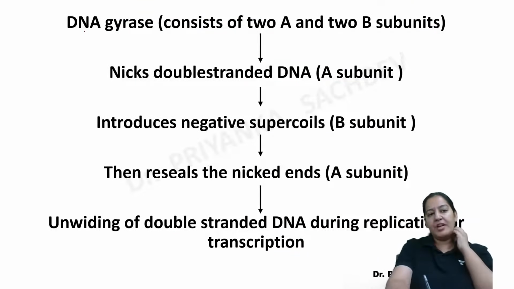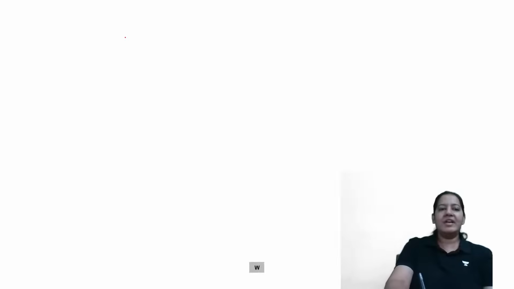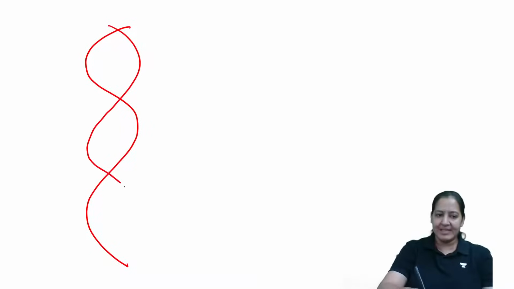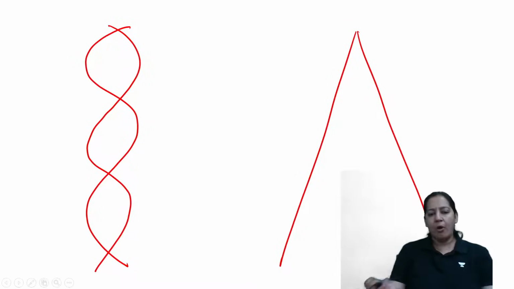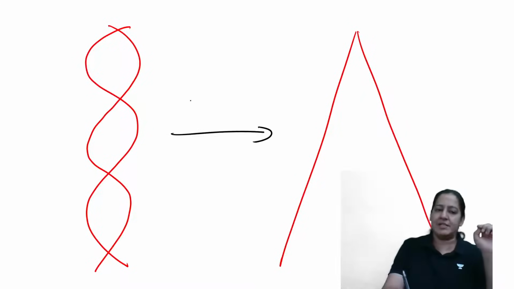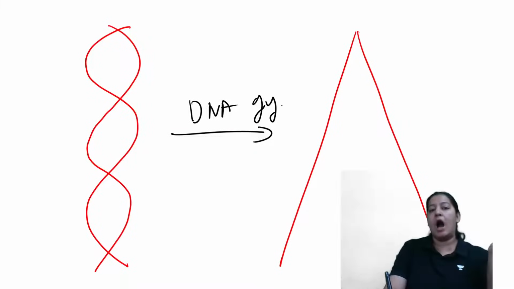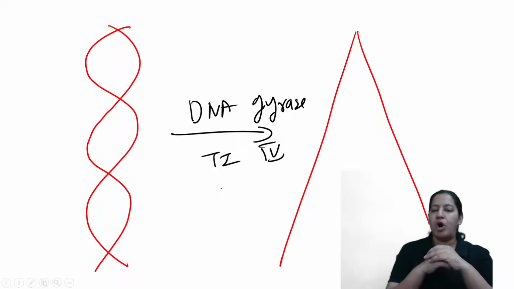As I've told you, the enzyme required is DNA gyrase. In gram-negative bacteria, it is DNA gyrase. Say yes or no. DNA gyrase has two units. Let me draw a double-stranded DNA. This is double-stranded DNA. So how does unwinding actually happen? This gets converted into this. This is known as unwinding. What is the exact mechanism? I know DNA gyrase is doing it, but how? Tell me the details. DNA gyrase or topoisomerase 4, both of them are doing the same job.